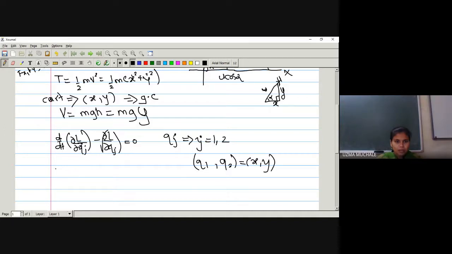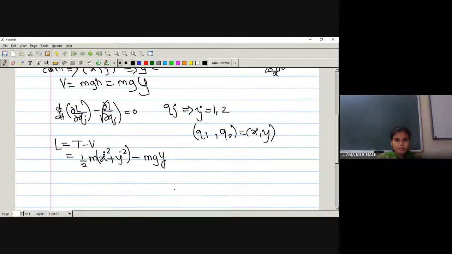So, now let me write down the value of L. What is L? L is nothing but T minus V. T we have calculated, that is 1 upon 2 m (x dot square plus y dot square), minus the value of V, which is mgh. h is nothing but height, which is the y coordinate. Okay. Now let me write down this equation for j equal to 1, that is for x only, and the next equation for y, because how many generalized coordinates do we have? 2 generalized coordinates. Hence we have to solve 2 equations.